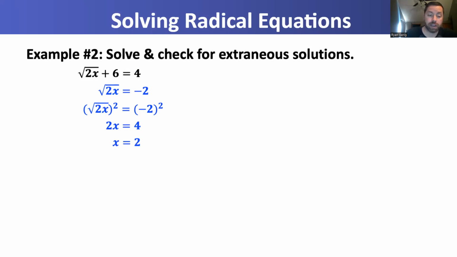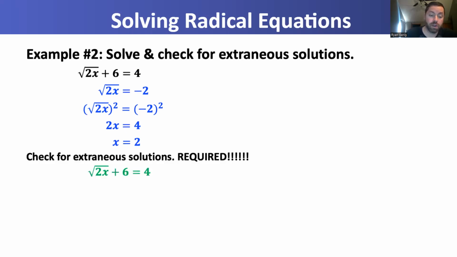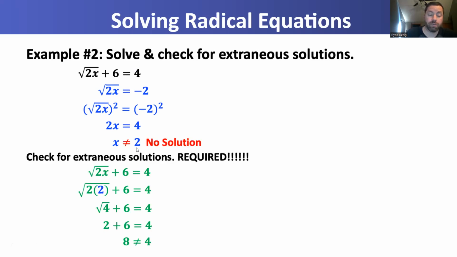And here's why we check it. If I put 2 back in for x, 2 times 2 is 4. The square root of 4 is 2. 2 plus 6 is 8. 8 and 4 are not equal. So what happened? What went wrong? If I look back up here, well, first of all, my conclusion is x cannot equal 2, because when I put 2 in, it didn't work, which means there's no solution here.